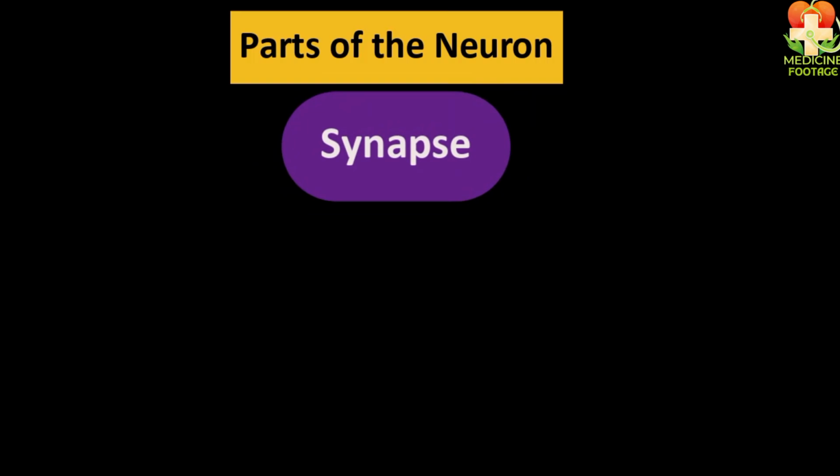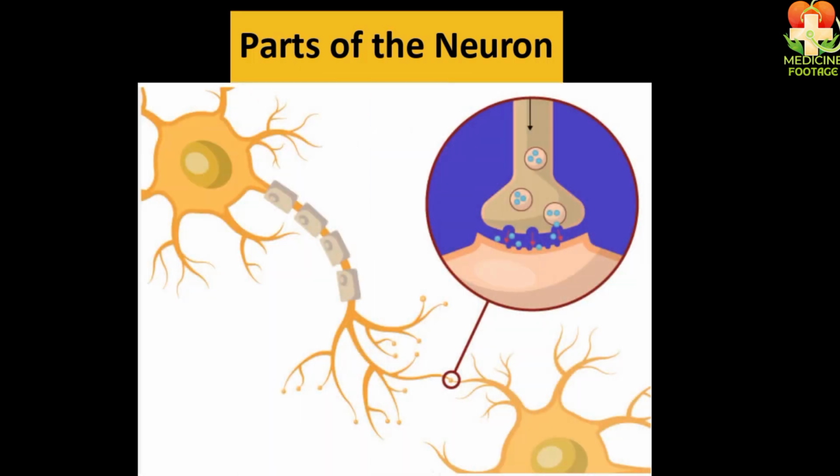Next, let's talk about the synapse. Look at this junction between two neurons. When two neurons meet, the junction between them is called the synapse.